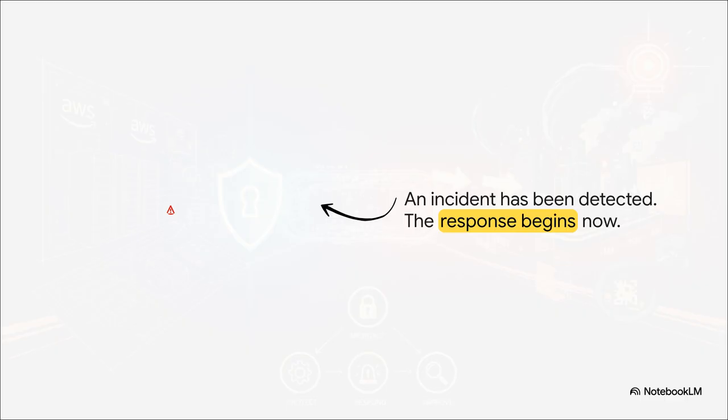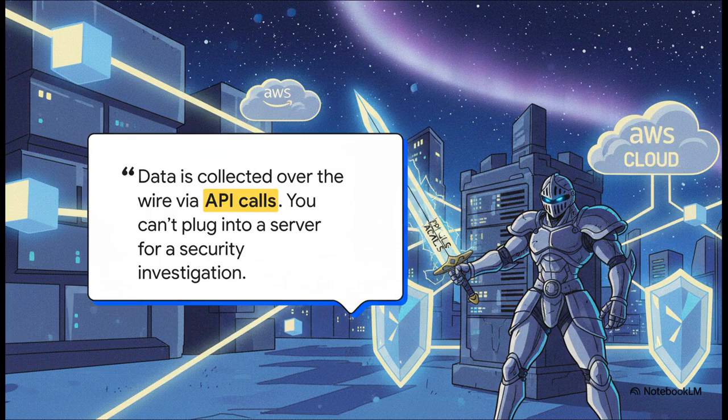The clock is officially ticking, and the only way you're going to get through it effectively is with a calm, structured, well-rehearsed response. And responding in the cloud is a totally different beast. In the old on-prem world, you might physically unplug a server and take it to a lab for forensics. You can't do that in AWS. As this quote points out, everything happens over the network, through API calls. Your main source of truth, your evidence, is going to be your logs, especially AWS CloudTrail, which records every single API call made in your account.